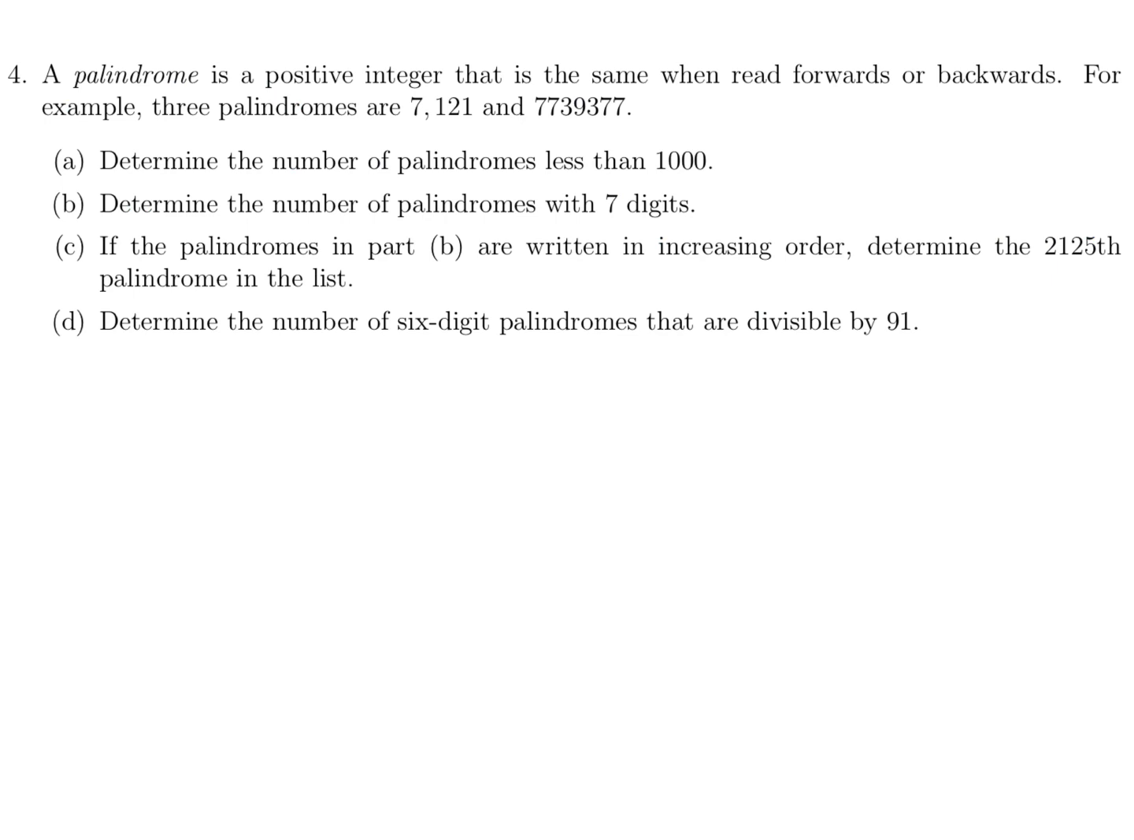Number 4. A palindrome is a positive integer that is the same when read forwards or backwards. For example, three palindromes are 7, 121, 773, 9377. Determine the number of palindromes less than 1,000. Okay, so less than 1,000, I'm going to break it up into 1-digit palindromes, 2-digit palindromes, and 3-digit palindromes. The 1-digit palindromes are positive integers, so 1 through 9. So there are 9 of those.